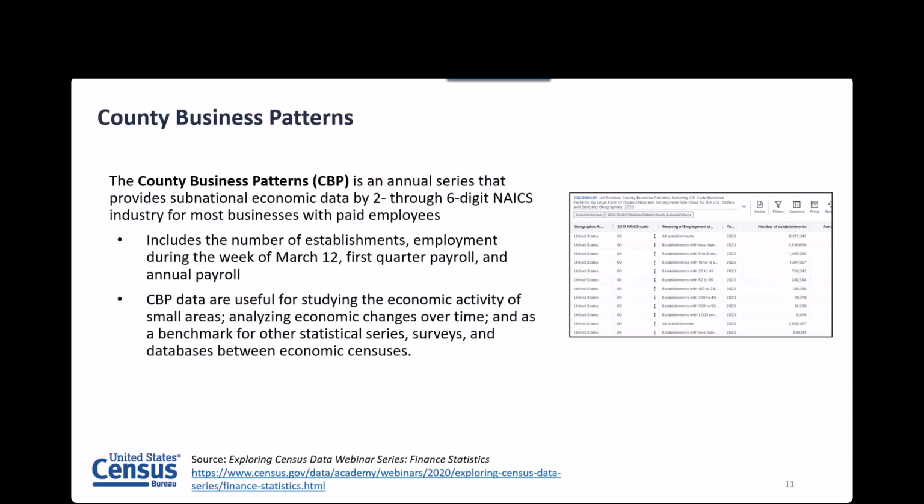All right, and so now we've walked through the ACS, so let's take a look at County Business Patterns. County Business Patterns is the annual survey, and it provides economic data by 2 through 6-digit NAICS industry codes, and it's for most businesses with paid employees. And it has data on the number of establishments, employment during the week of March 12th, first quarter payroll, and annual payroll.